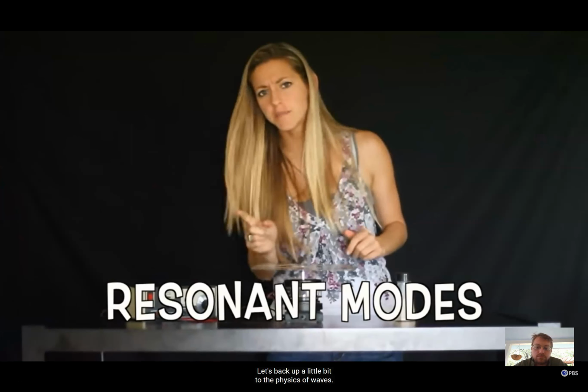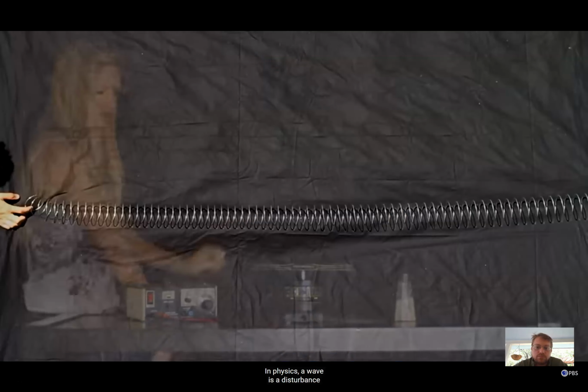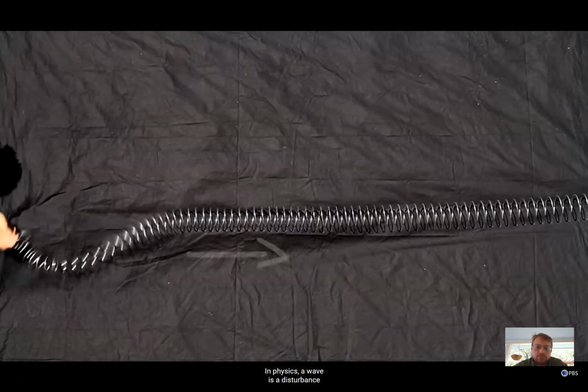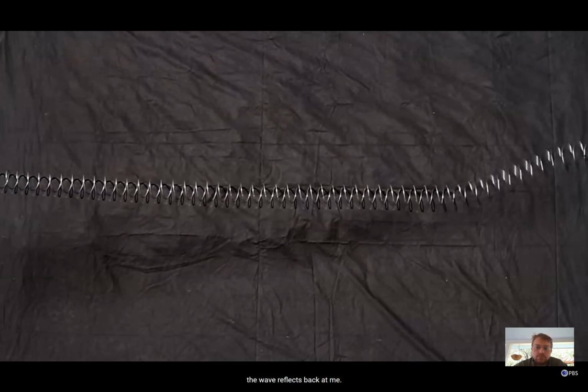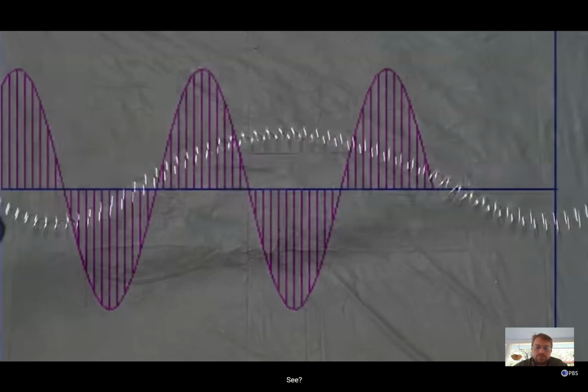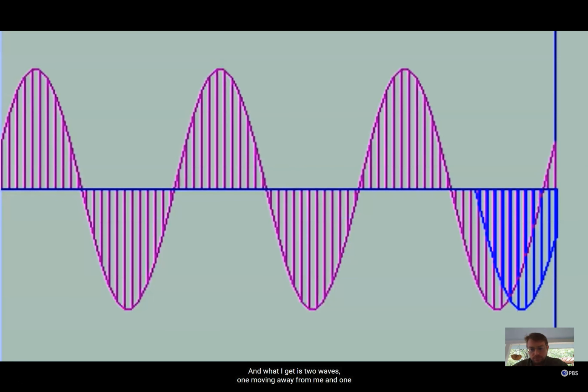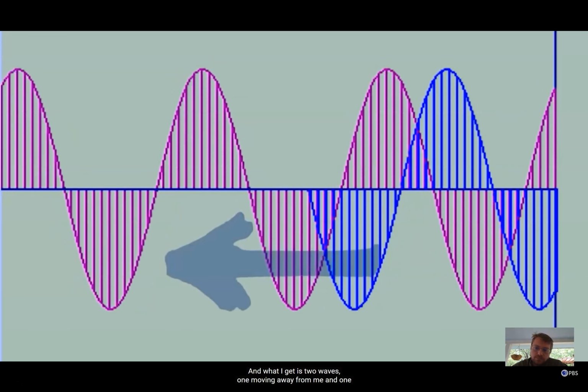Why does it happen? The main concept here is resonant modes. Let's back up a little bit to the physics of waves. In physics, a wave is a disturbance traveling through a medium or through space. If I constrain my medium at the other end, the wave reflects back at me. See? Now, if I send continuous waves down the slinky, they also reflect back, and what I get is two waves, one moving away from me and one moving at me.